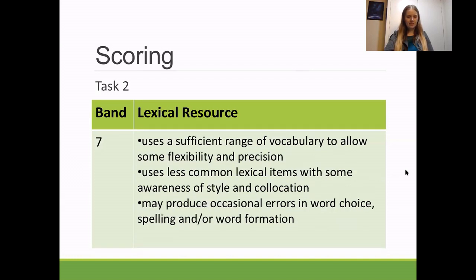If you get a score of 7, that means that you have used a sufficient range of vocabulary to allow some flexibility and precision. So you have enough vocabulary to convey your thoughts, to tell them what you think, but it's not a really high level and a really wide range. You can use some less common lexical items with some awareness of style and collocation. So you can use some words that are a little less common and you're doing it pretty well. May produce occasional errors in word choice, spelling, and or word formation. So you're making some mistakes.